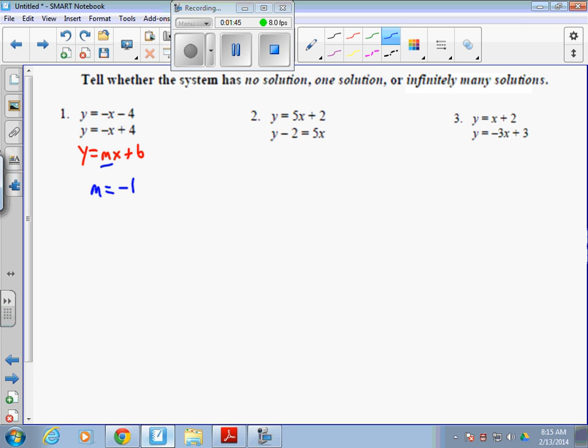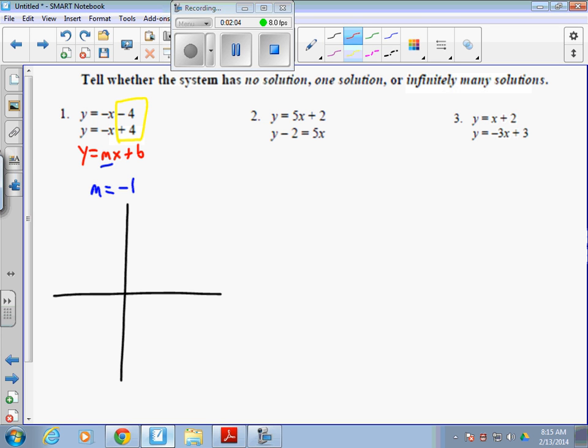The other part you have to check is the b value or the y-intercept values. If it's the same value, then it would be the exact same equation, which means they would share every point in common. This is not the same value. They're different. Therefore, when you're looking at this equation, it'll look something like this.